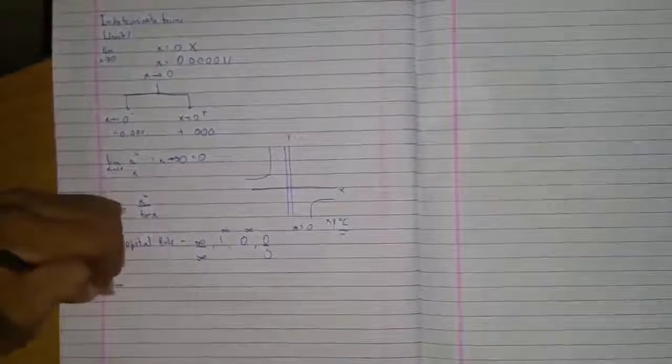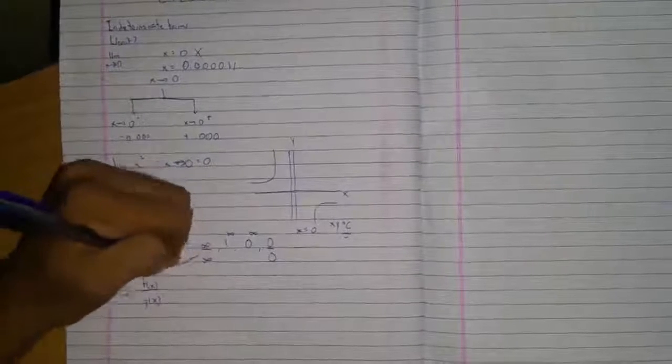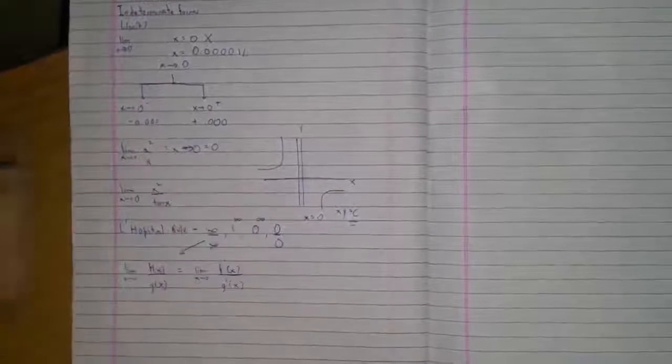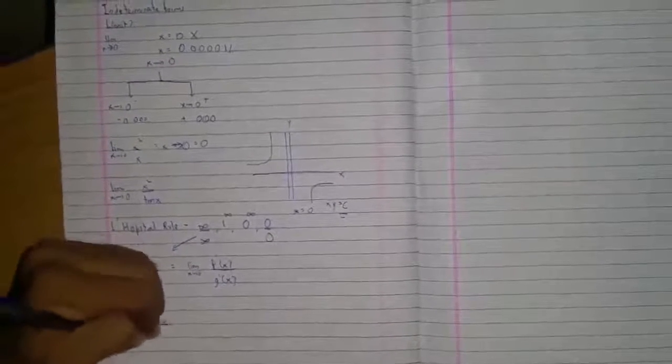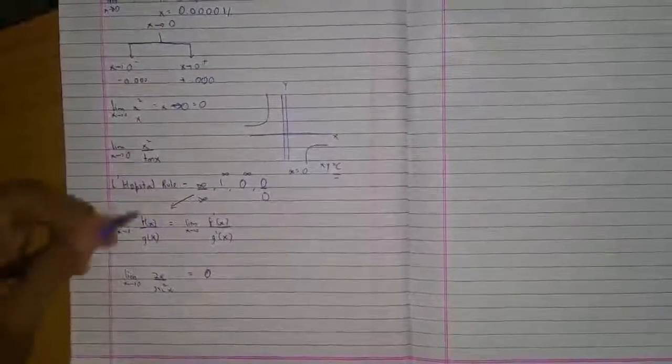And he had a very simple rule that if limit x tends to 0, f(x) upon g(x) will both tend to this thing, the limit should be differentiated separately. For example, f'(x) upon g'(x). So now if we do this, it is actually limit x tends to 0, 2x upon sec square x. Fortunately, sec square x is 1 and 2 into 0 makes it 0. So limit x tends to 0, x squared by tan x is 0.